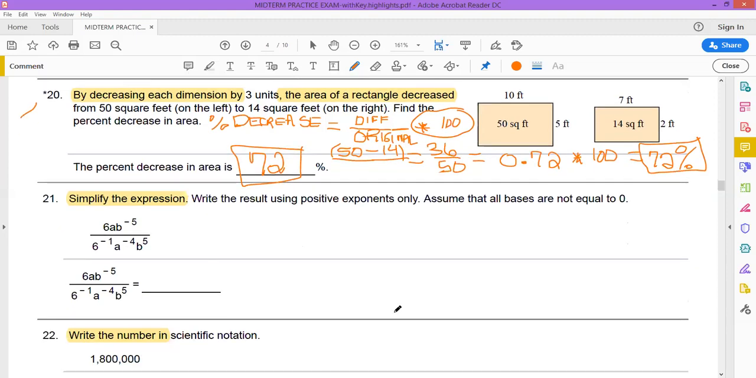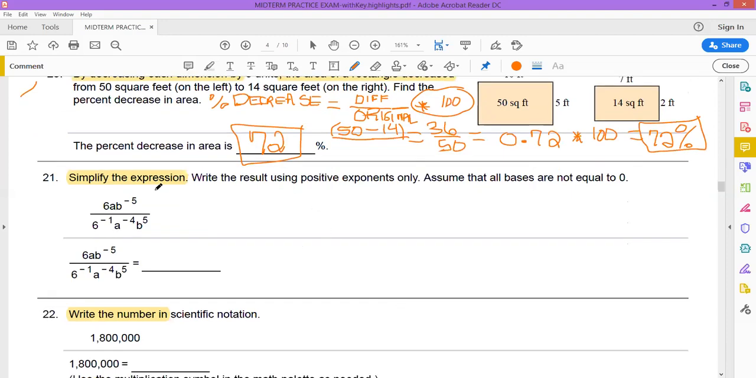All right, let's look at number 21. We're going to simplify this expression, and we want to make sure our result only has positive exponents. All right, and let's look and see what we have here. We got A's and B's, letters A's and B's. We have 6 in front of our term. We want to combine all those terms that are alike. So the 6 and the 6, I'm just going to write them separately.